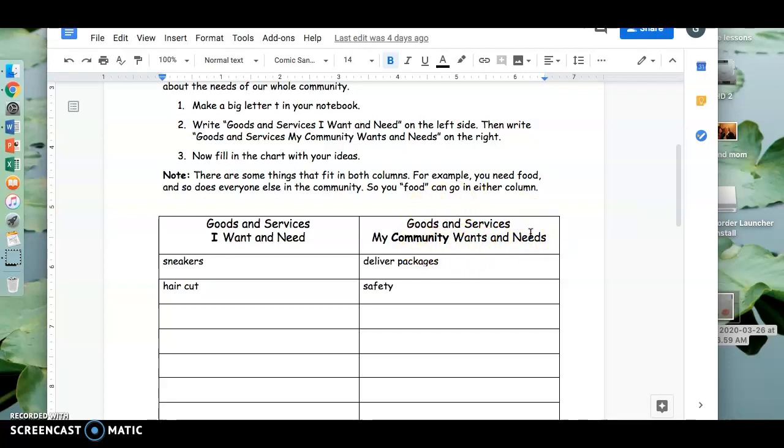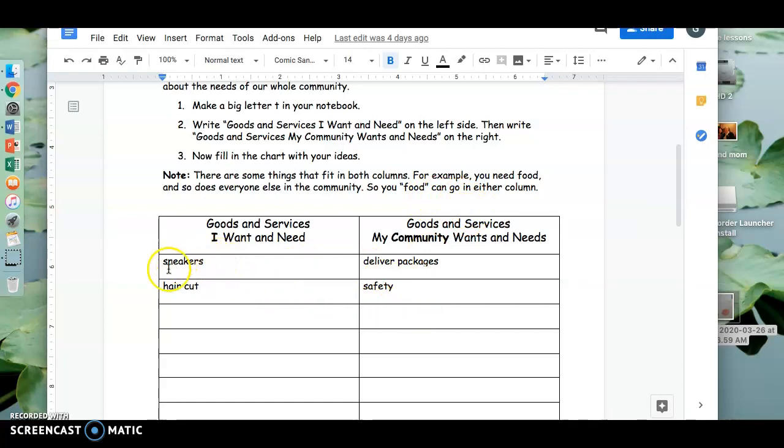Now fill the chart with your ideas. Note, there are some things that fit in both columns. For example, you need food, and so does everyone else in the community. So for food, you can put it in either place, or both.